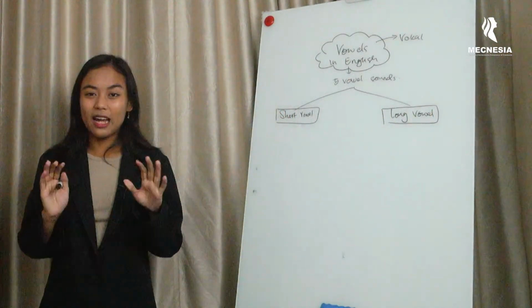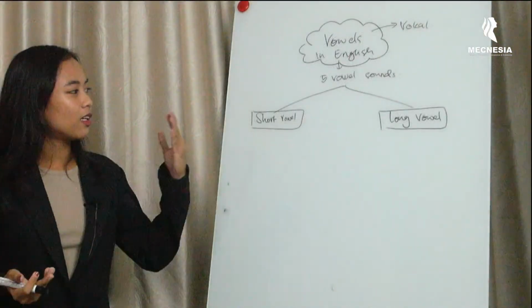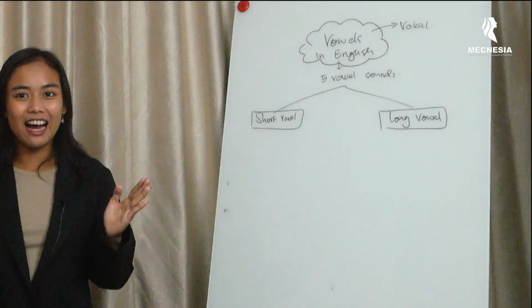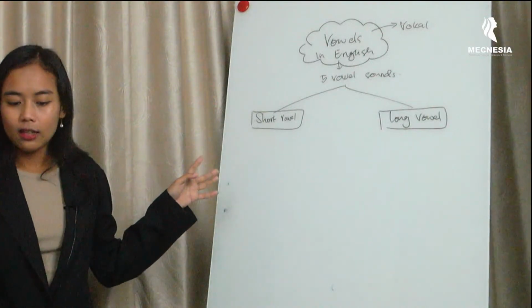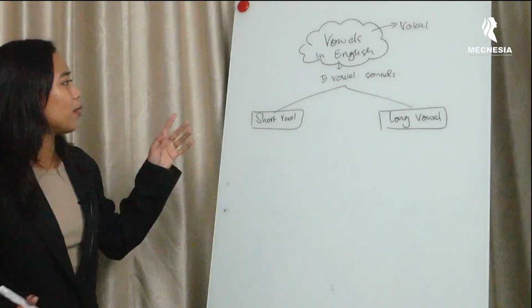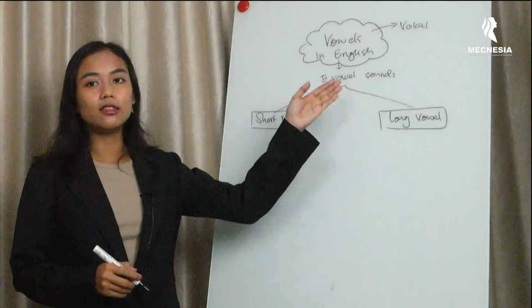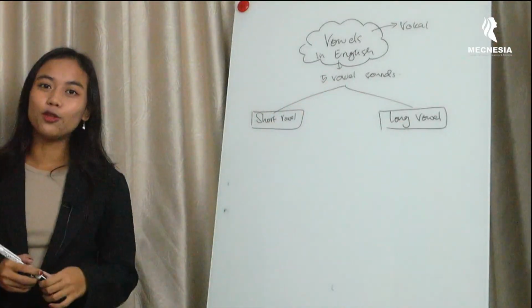Long vowels berarti bunyi-bunyi dari huruf vokalnya ini panjang. So, let's start with the short vowel. The short vowel in English, seperti yang Miss bilang tadi, ada 5 vowel sound. What are they? Apa aja tuh mereka?